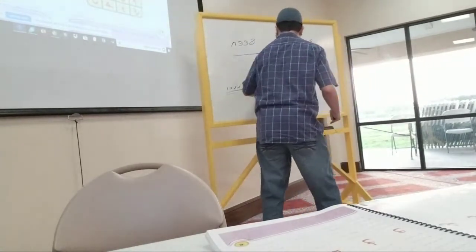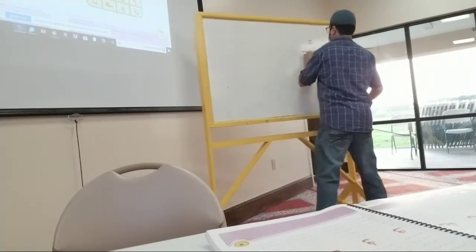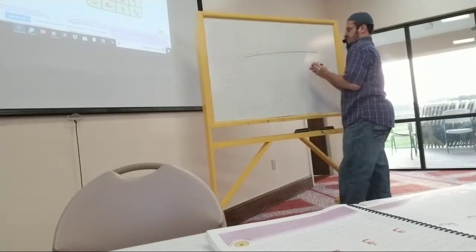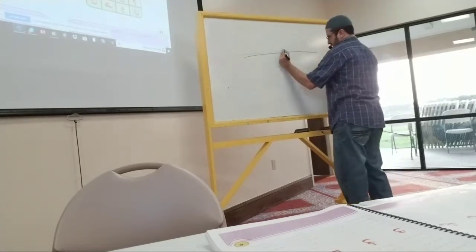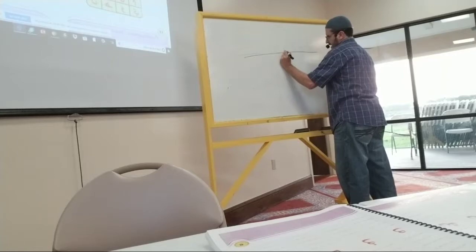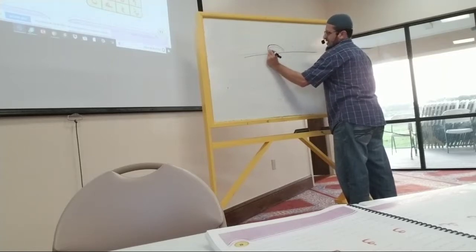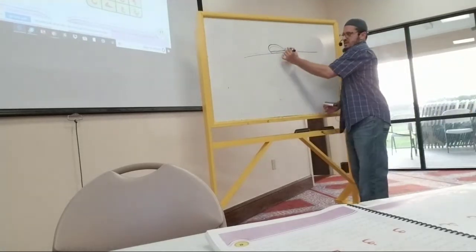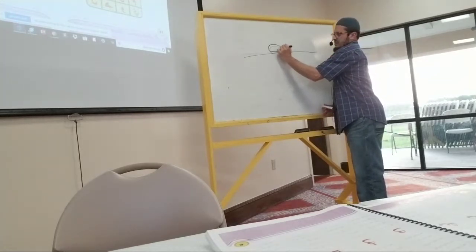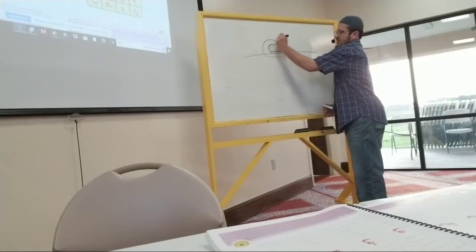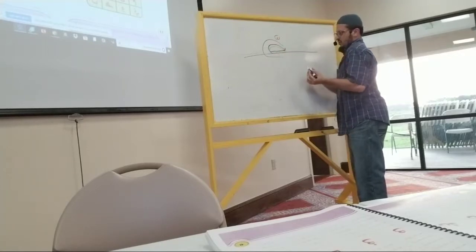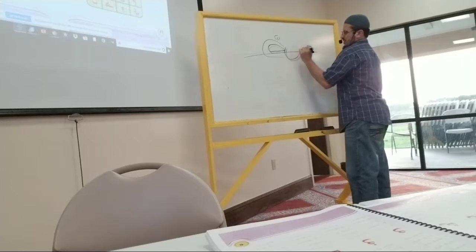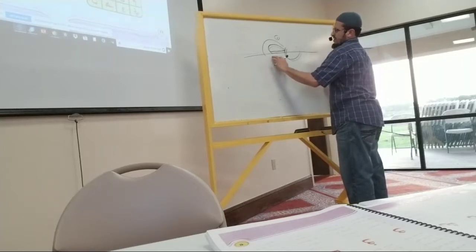So the Sad is, this is the Sad. First you start from the middle, and you do like an eye, right? And this is on the line. You start from here, like this. Okay, so this is one, right? And then here you do the noon. This is the noon shape. So this is this letter.